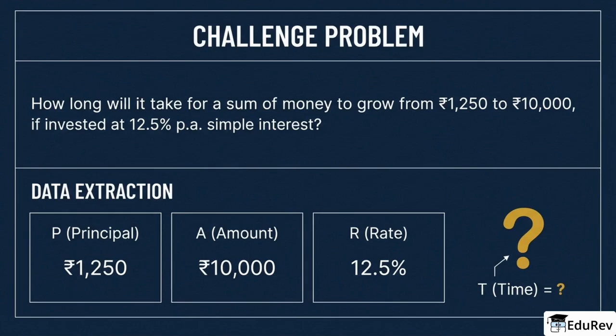Now let's try to solve this problem. The question is, how long will it take for a sum of money to grow from 1,250 to 10,000 if it earns simple interest at 12.5% per year? First, extract the data cleanly. The principal is 1,250. The final amount is 10,000. The rate is 12.5%. And the time is what we need to find. Most students jump into formulas too quickly. Slow down. Extract what's given and identify what's missing. This step alone prevents half the silly mistakes.